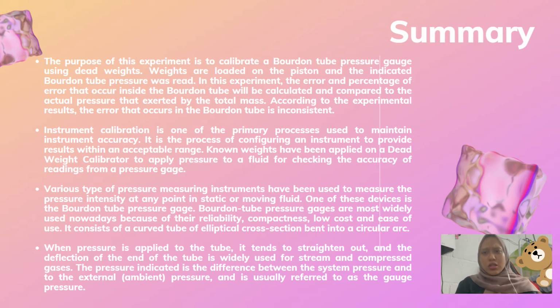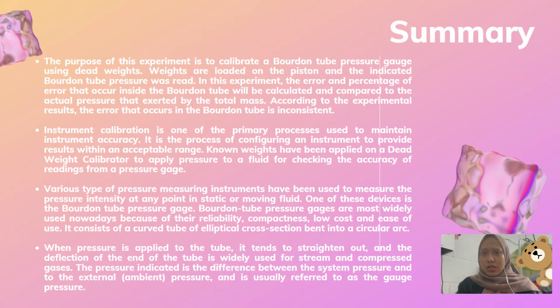Various types of pressure measurement instruments have been used to measure the pressure intensity at any point in static or moving fluid. One of these devices is the Bourdon tube pressure gauge. Bourdon tube pressure gauges are most widely used nowadays because of their reliability, compactness, low cost, and ease of use. It consists of a curved tube of elliptical cross-section bent into a circular arc.